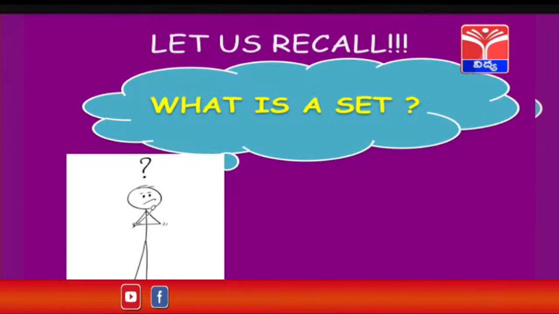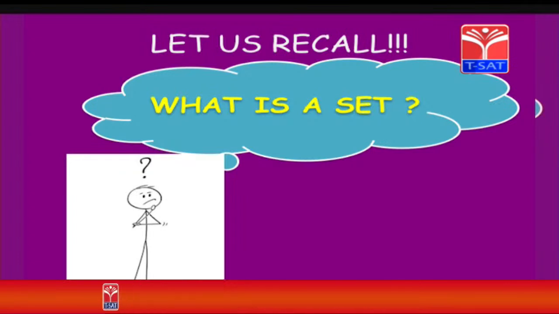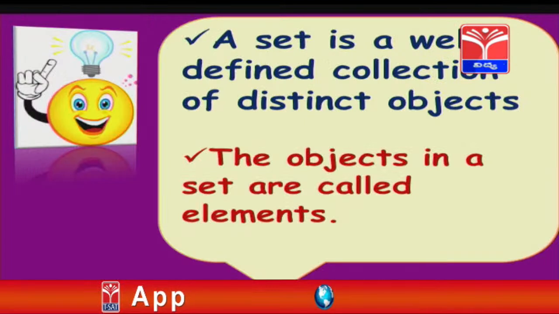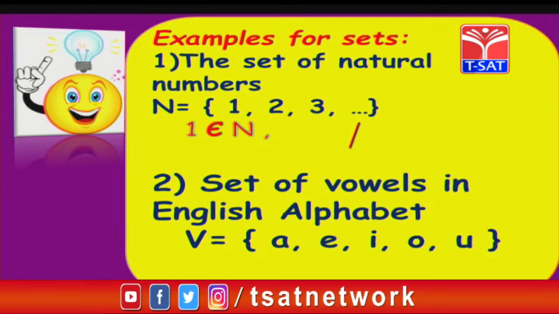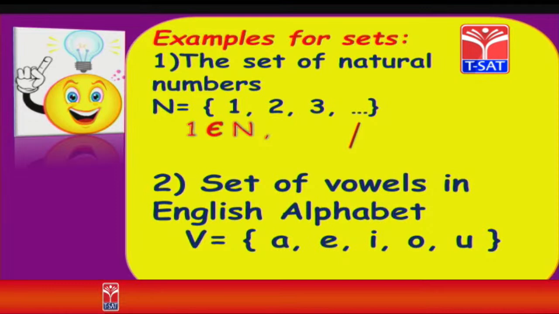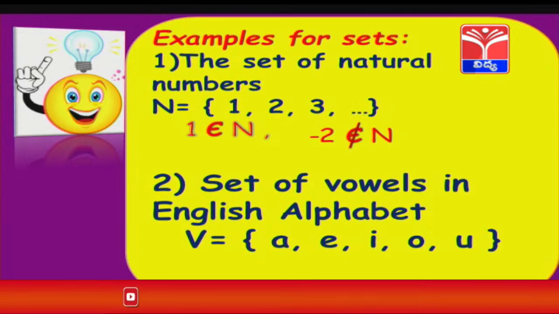Let us recall what is a set. You might have learned in the previous class that a set is a well defined collection of distinct objects. The objects in a set are called elements. Some examples: the set of natural numbers, N is equal to the set of 1, 2, 3 and so on. Here 1, 2, 3 are called elements of natural numbers. So, 1 belongs to N.